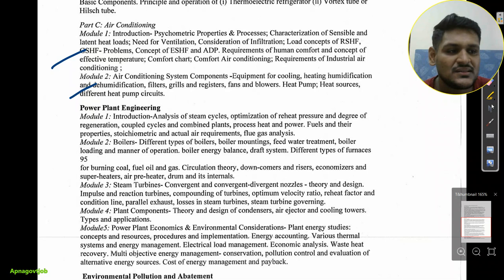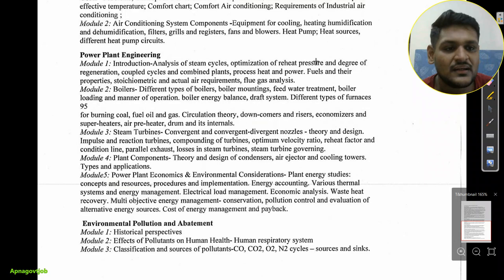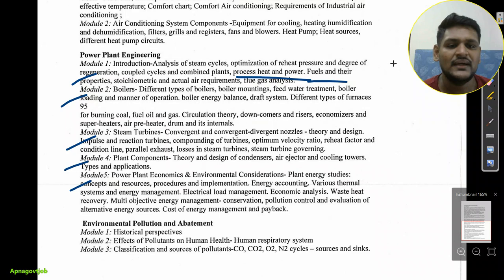The next most important subject for your NMDC is your power plant engineering. So lots of questions you can expect from here, right? Okay, so let's check what we have. Steam cycle, okay, process heat power, fuel transfer, there you can do this. Module 2 boiler also, very important. Module 3 steam turbine, module 4 plant components, module 5 power plant economics and this. Okay, so the whole syllabus of power plant engineering you will do.